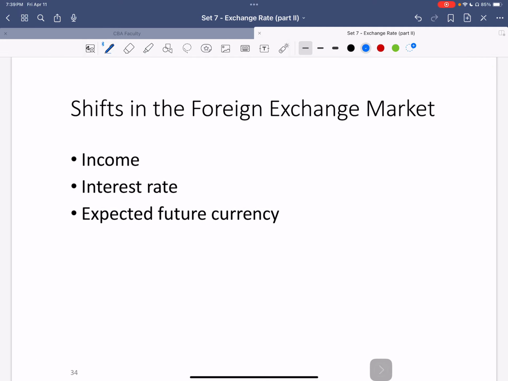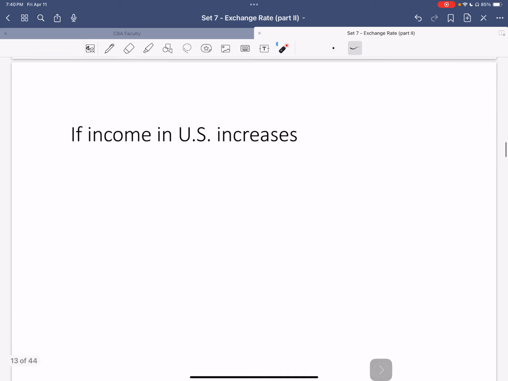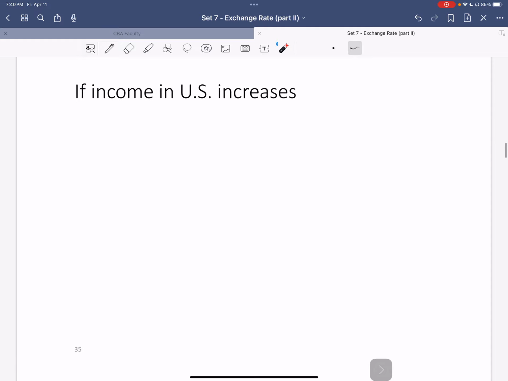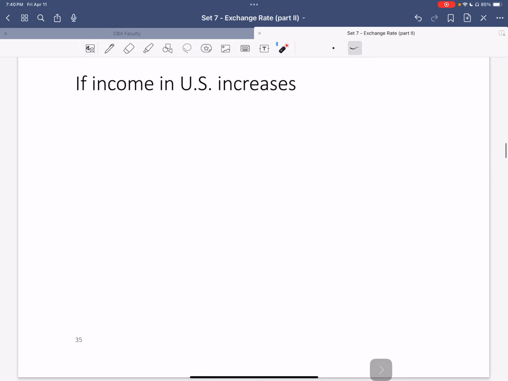Now let's look at the factors that could shift the supply and demand in the foreign exchange market. There are different factors like income, interest rate, expected future currency. We talked a little bit about these earlier, okay? Now let's make it a little more rigorous, seeing that in the form of graphs. Okay, let's look at it graphically.